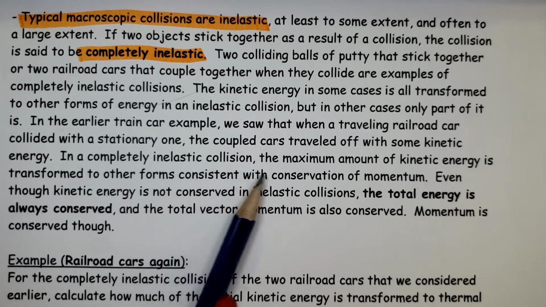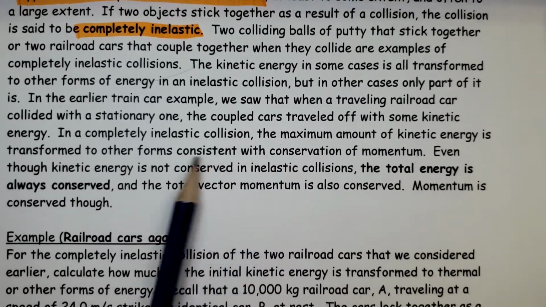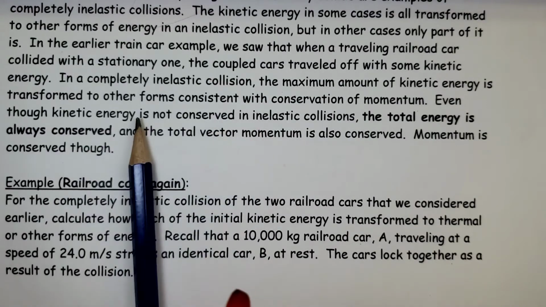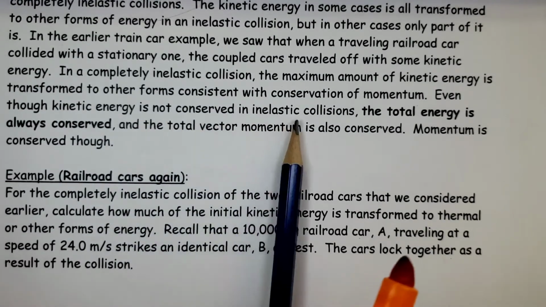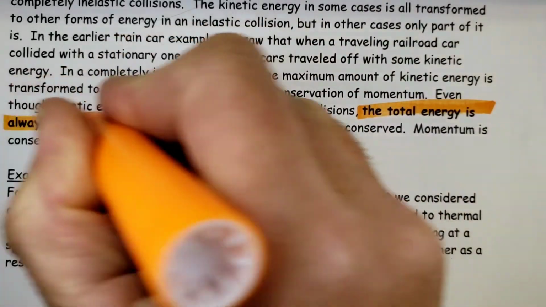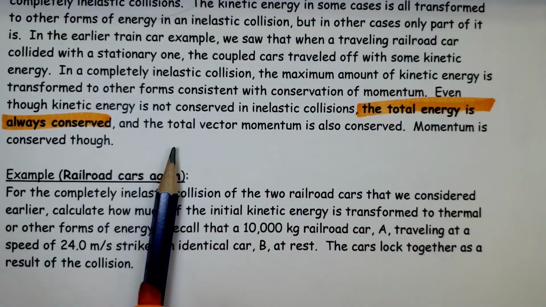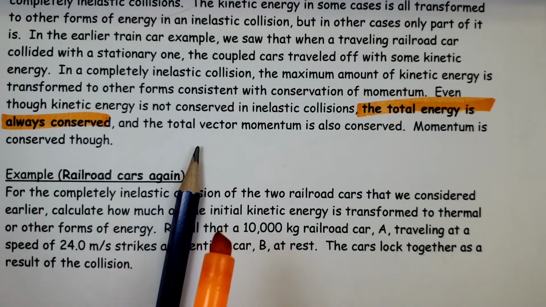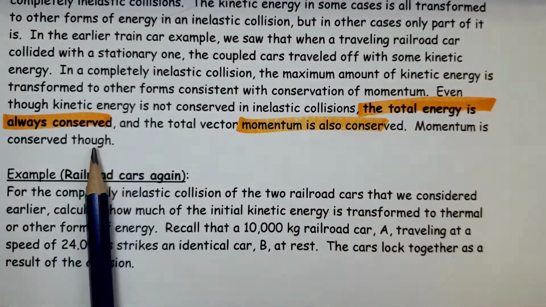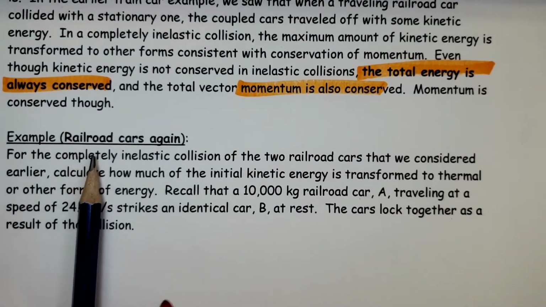In a completely inelastic collision, the maximum amount of kinetic energy is transformed to other forms consistent with conservation of momentum. Even though kinetic energy is not conserved in an inelastic collision, again, the total energy is conserved. It's just that the energy changes form from kinetic to thermal or something else. And of course, the momentum is always conserved with any collision as well.